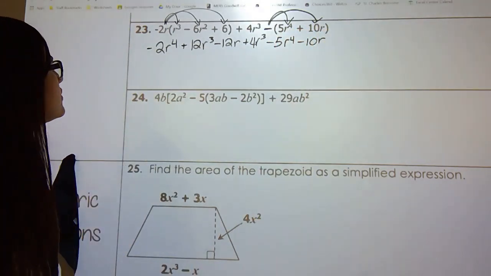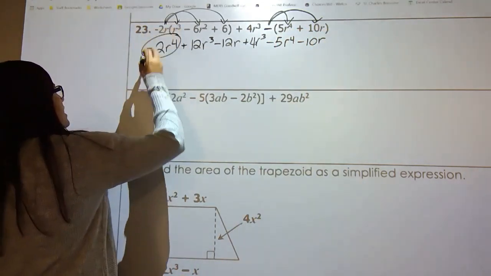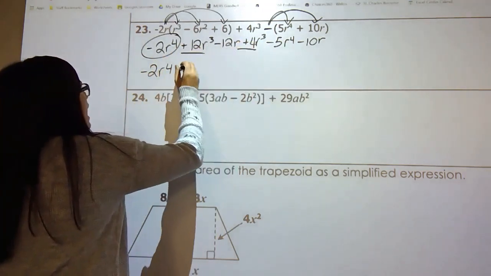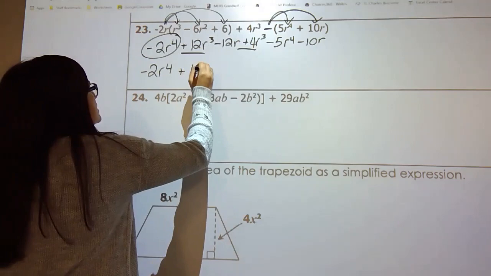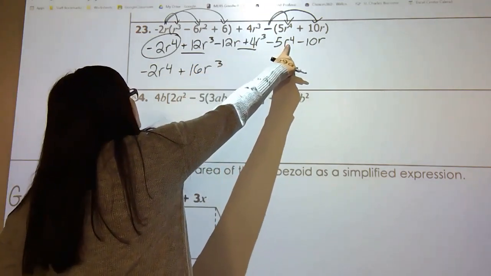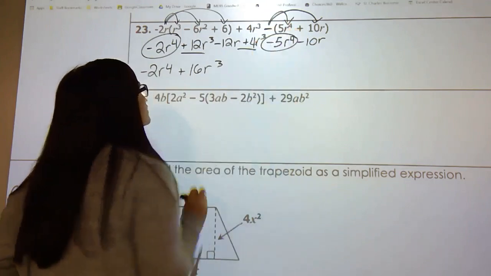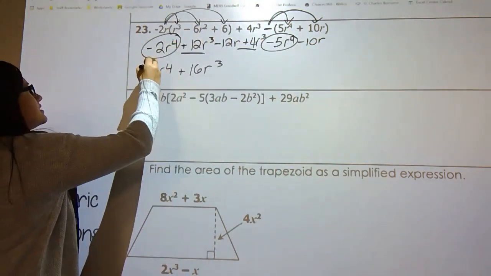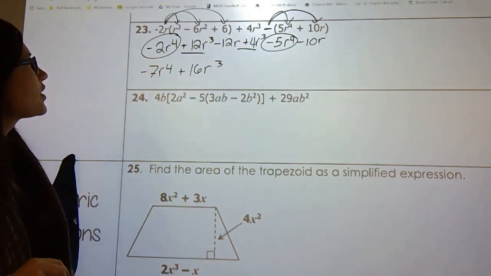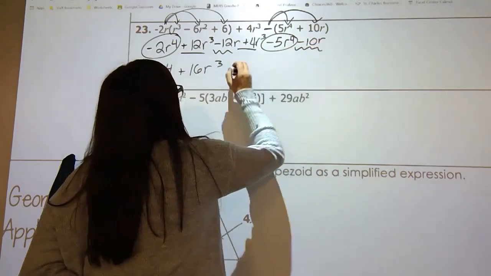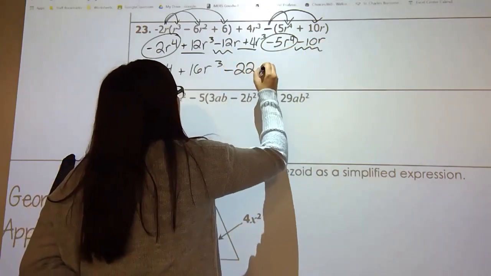All right, now I'll combine. Start with the highest power, negative 2r to the 4th. Then I have plus 16r to the 3rd. Oh, I have another r to the 4th. Be careful with that. So I have negative 2 and negative 5. That's a negative 7r to the 4th. Sorry about that. And then I have negative 12r and a negative 10r, gives me a negative 22r.